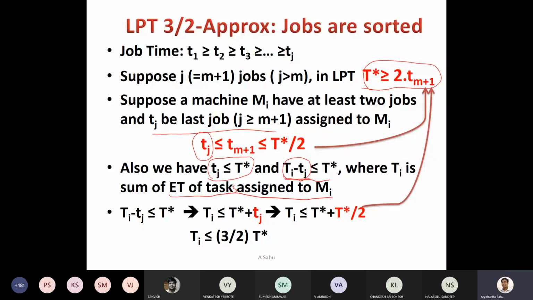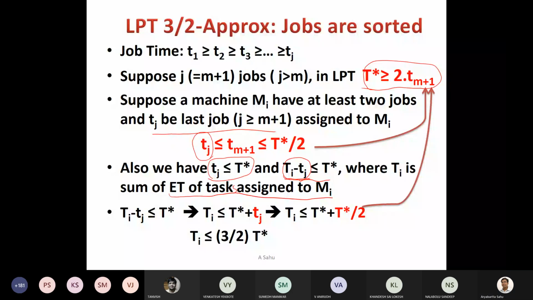If you look at that, Ti minus Tj is less than T star, then it implies Ti is less than or equal to T star plus Tj. Same thing, rearranging. Now this Tj, what are we taking? This Tj we are taking from this: Tj is less than or equal to T star by 2. We are putting this value here.